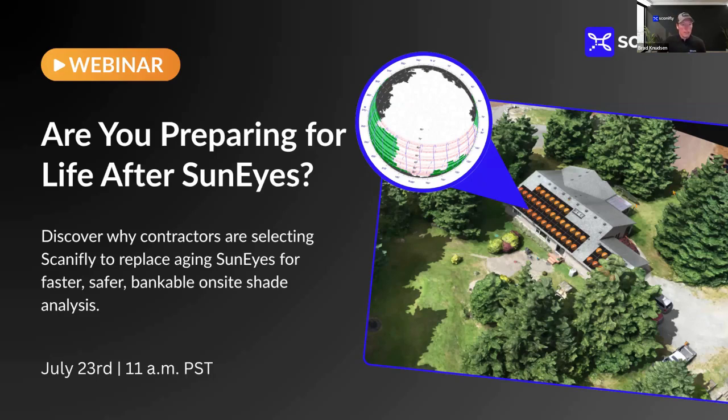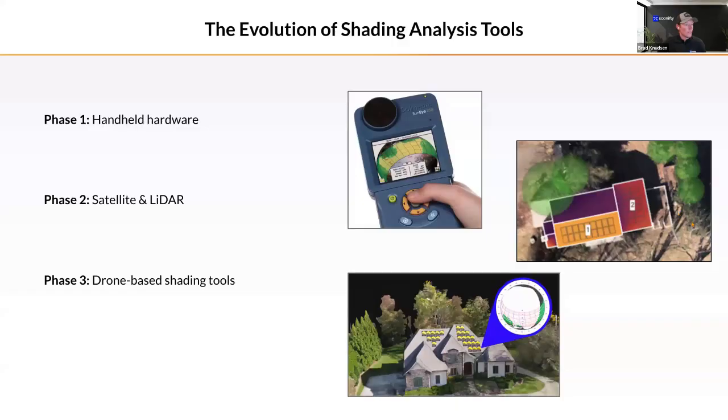So to dive right in, let's talk about the history of shading tools in solar. Many of you have been using SunEyes for years, and for really good reason, right? When Solmetric introduced the SunEye in the early 2000s, it was a major advancement in shading technology, digitizing at the time the Solar Pathfinder's manual process with a fisheye camera and more automated software. The SunEye gave us accurate, bankable on-site shading data that financiers and utilities trust.